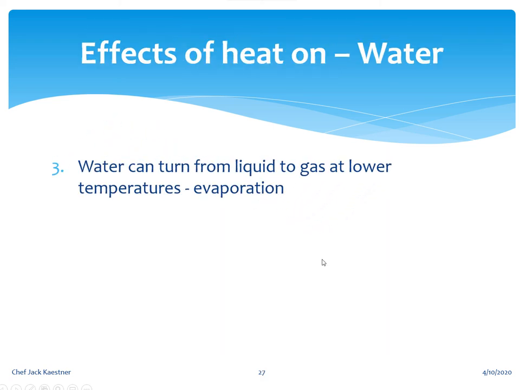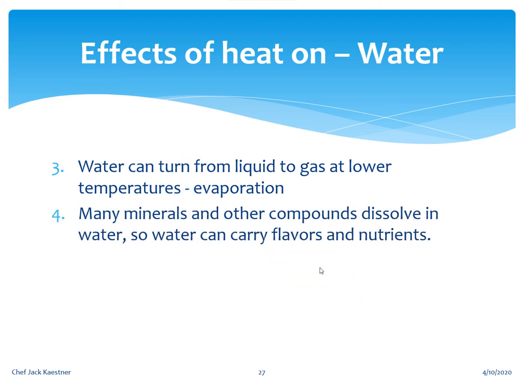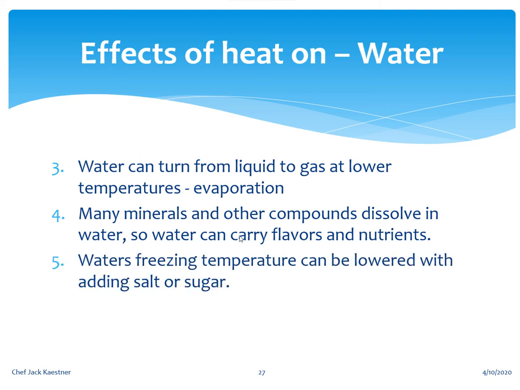Water can turn from liquid to a gas at lower temperatures through evaporation. Minerals can be dissolved into the water, and then you dump the water. So that's why steaming is a great way. It cooks vegetables quickly. Water freezing temperatures can be lowered by adding salt or sugar, but again, you'd have to add a tremendous amount of salt or sugar for it to really affect the temperature.